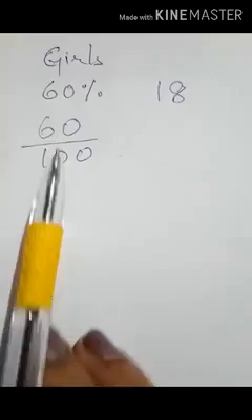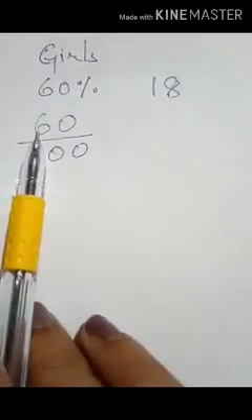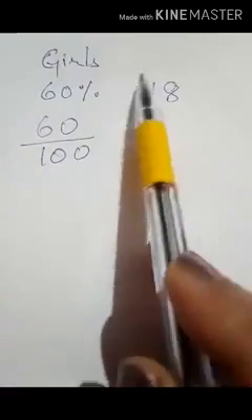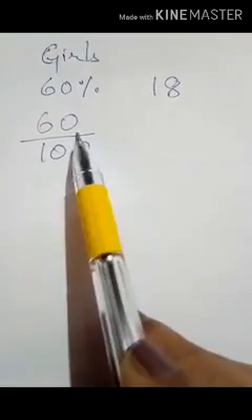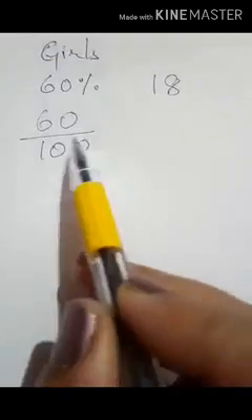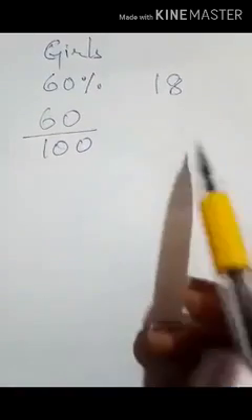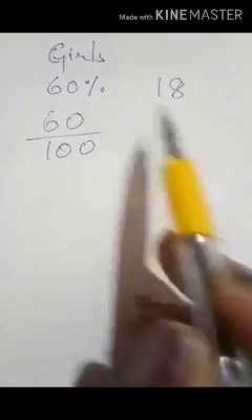Okay, so girls: 60% is the share of girls and 18 is the number of girls. Now 60% means 60 out of 100. If there are 100 students, 60 are girls. But here it is given that only 18 are girls. So what you have to do is find the total number of students and then you can find the number of boys. 60% in this particular question is equal to 18.